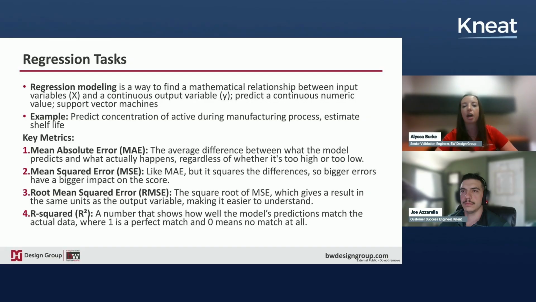The error values average the differences between what the model predicts and what actually happens, regardless of whether it's too high or too low. When you have your mean squared error, you are squaring that in order to give bigger errors a bigger impact on your score. Consequently, the root mean squared error brings that back into units that make it a little easier to understand, because it's in the same units as your output variable. And R-squared is how well your predictions match your data, with a perfect score being 1.